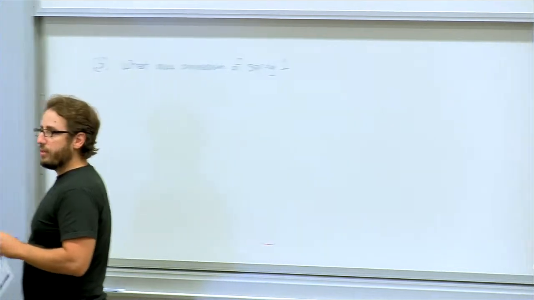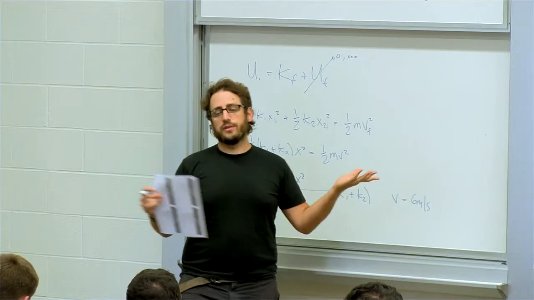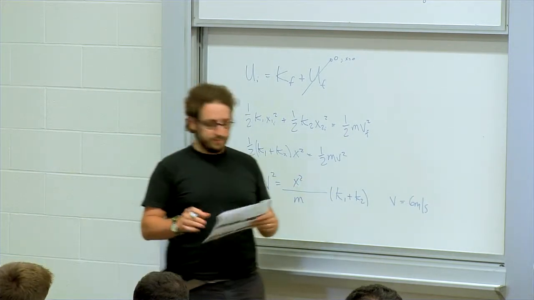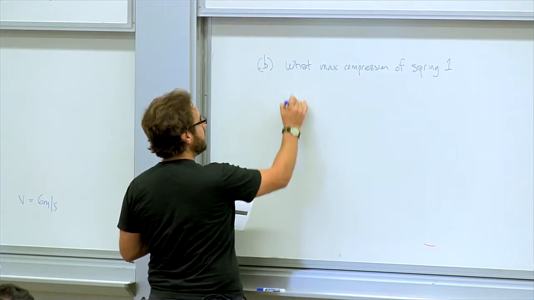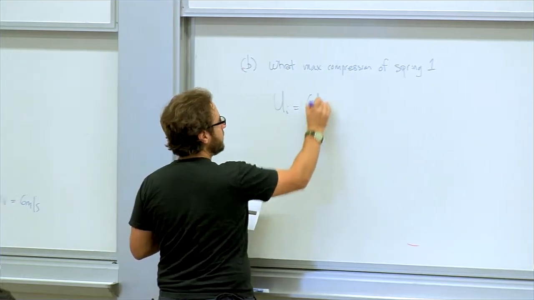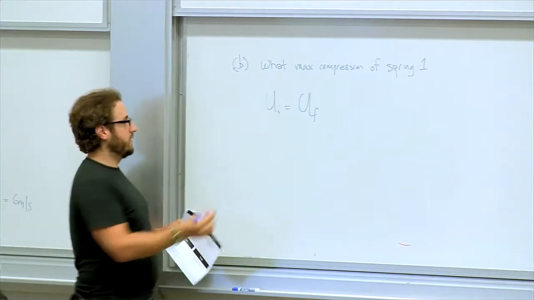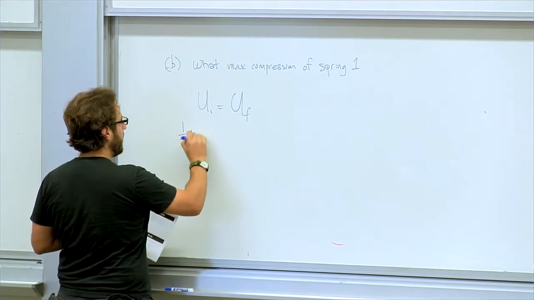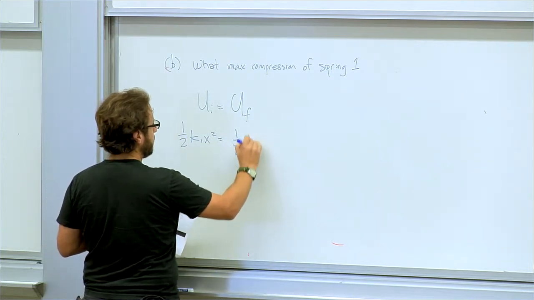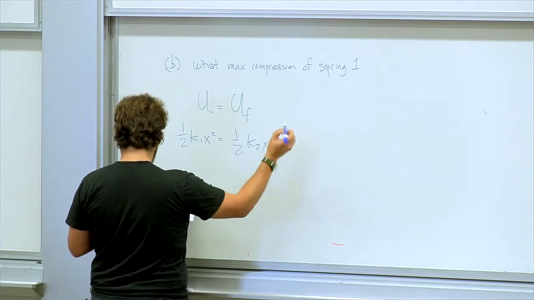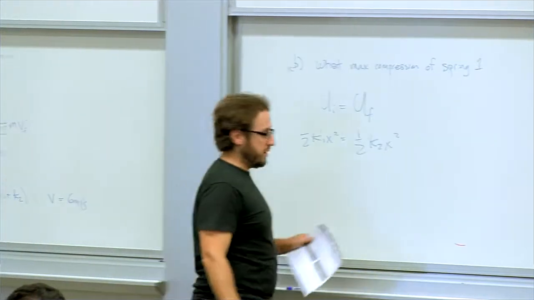So what do we know about the point when it has the maximum compression? What's its speed at that point? Zero. Zero kinetic energy. So it has zero initial kinetic energy and zero final kinetic energy. So the equation of energy conservation is pretty simple. You say, well, 1/2 k1 x squared is 1/2 k2 x squared. Not quite.